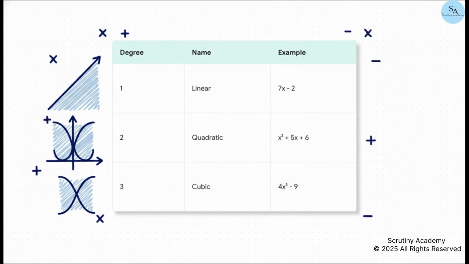And we give them special names based on that degree. If the highest power is 1, we call it linear. If the degree is 2, it's a quadratic. You're going to see these everywhere. And if the degree is 3, we call it a cubic. These are the big 3 you really need to know for your exams.